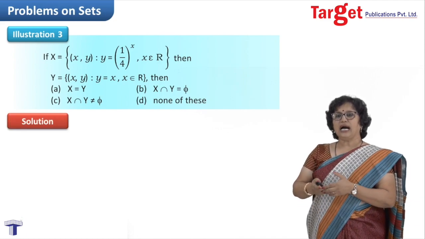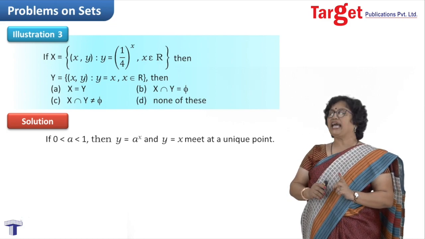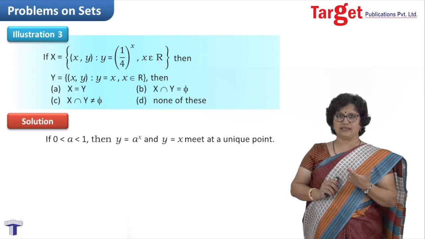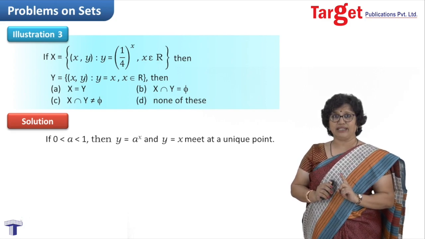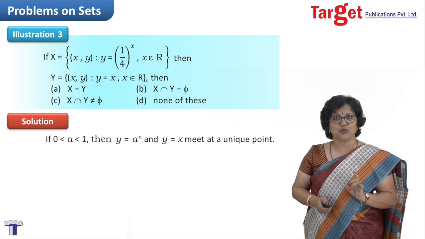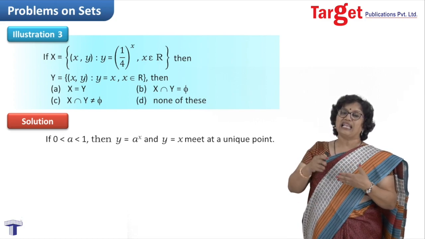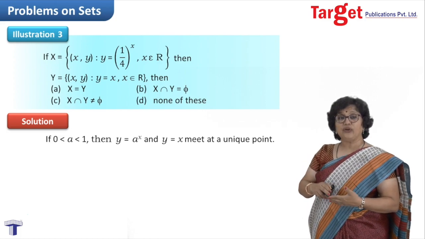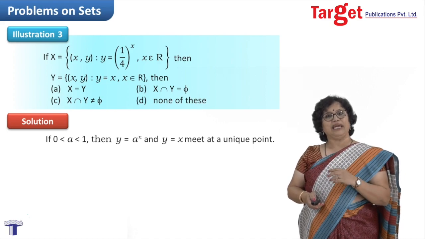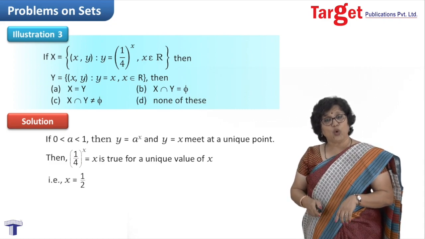Now, I write first set X. I look at it and I get that y is of the form a raised to x, where a is 1 by 4, so that is less than 1. If the condition a less than 1 is to be used, those who are good at drawing graphs will be able to understand that the line y equal to x and the graph of y equal to a raised to x, when a is less than 1, will meet only at one point, and that should give us the corresponding value of x. And that happens only at x equal to half.